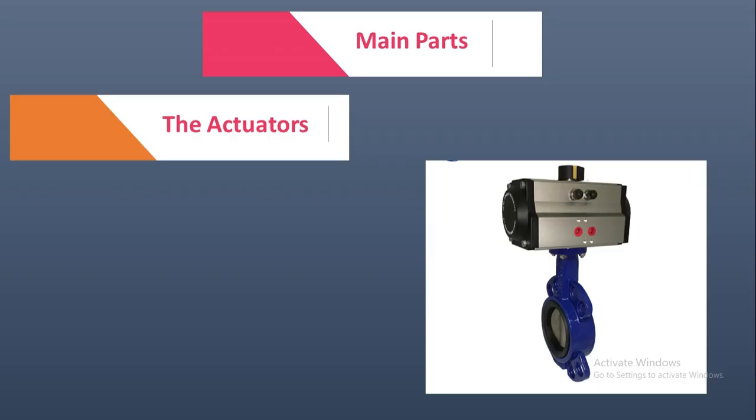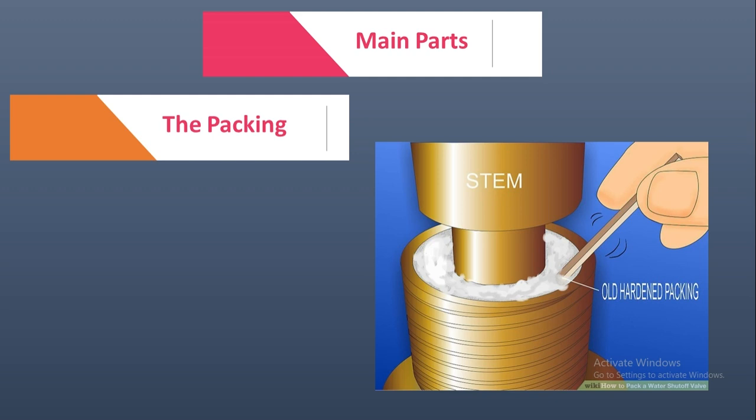Number 4 is the actuator. The actuator is a device that operates a valve by utilizing electricity, pneumatics, hydraulics, or a combination of one or more of these energies. Number 5 is the packing, which is a material that prevents leakage from the space between the stem and the bonnet.